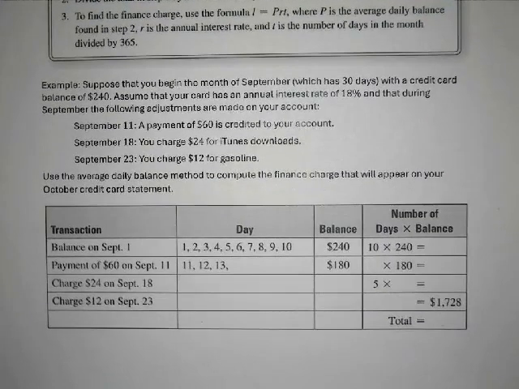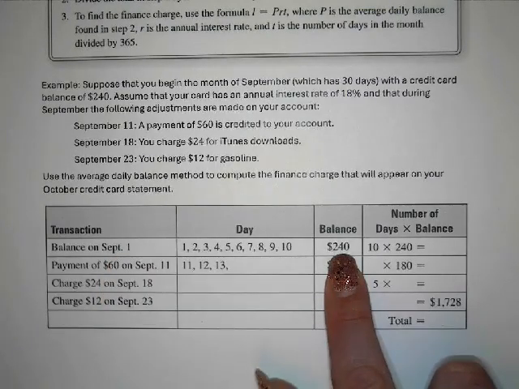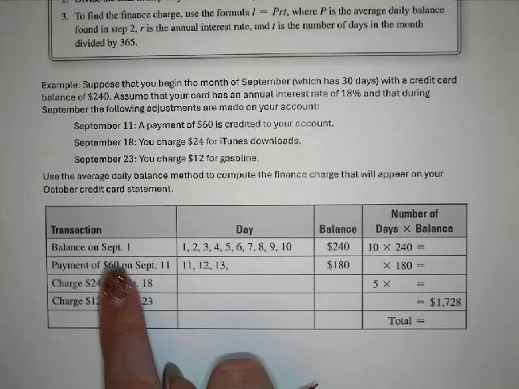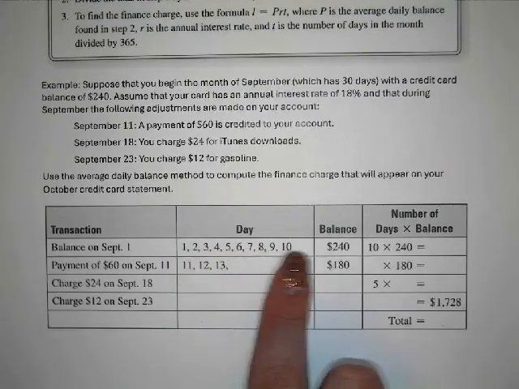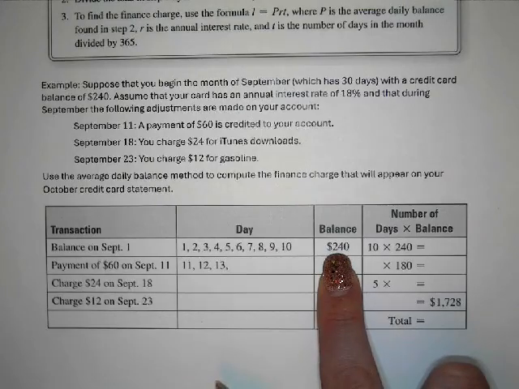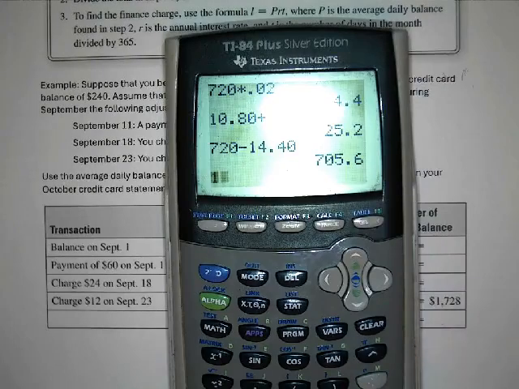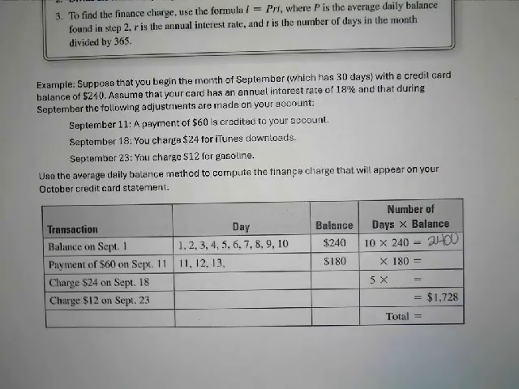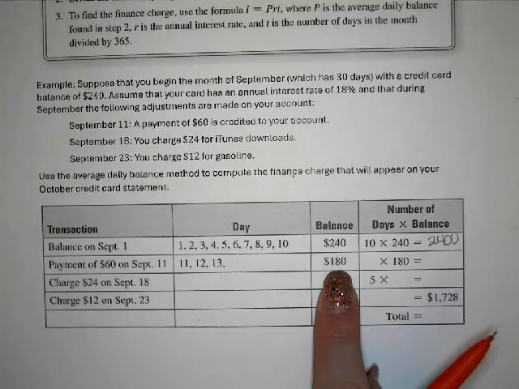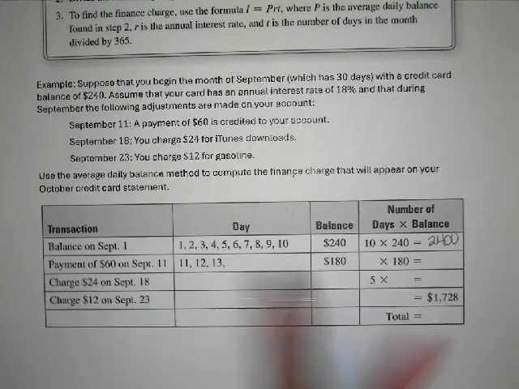Your balance on the 1st of September was $240, and that balance stayed until you made a payment of $60 on the 11th. So for the 1st, 2nd, 3rd, 4th, 5th, 6th, 7th, 8th, 9th, 10th, all of those days, your balance was $240. So we're going to do 10 days multiplied by a balance of $240, which is $2,400. Then $240 take away 60 because we made a payment of $60 is $180. This is the balance on the card from the 11th up until the 18th.